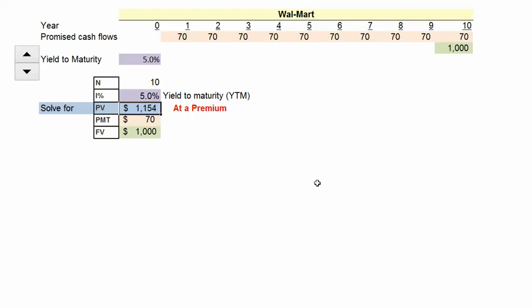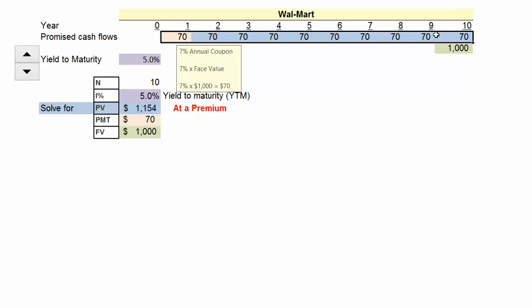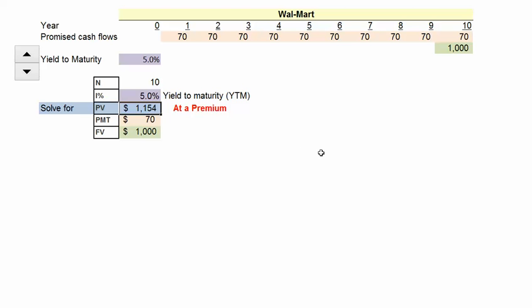And if we were willing to lend Walmart money at 5% and they had a bond that was paying a 7% annual coupon, it looks like a pretty good bond, and we would bid the price up. We would bid the price up to $1,154, and we would say this bond sells at a premium. Again, if we were willing to accept a lower yield, that means we would be willing to pay more for the bond.